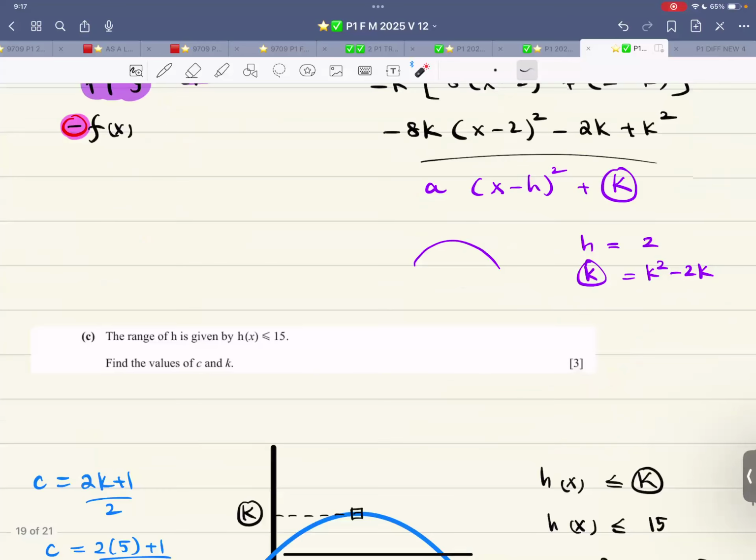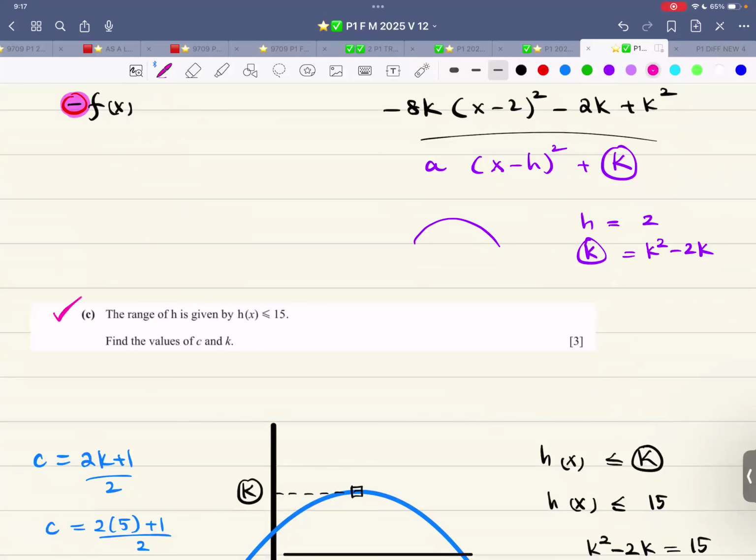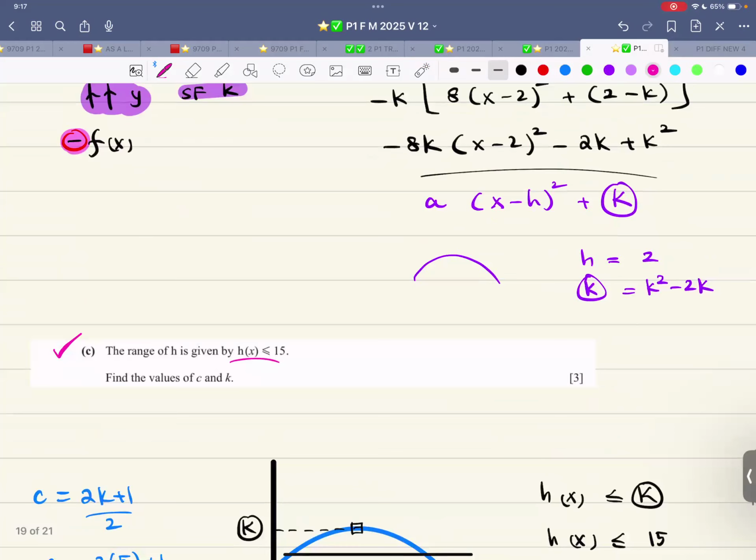Now the last part, that is the classiest of all. That is this thing, the range of h x is given by this, find the value of c and k. Now I'm comparing it with a x minus h whole square plus this capital K. So this constant is that capital K. When we have an equation of this format, so this is h comma k, and if the range is all real values of x, then since it's a maximum curve, f x is less than or equal to k. Got the idea? Now, what is k over here? This k over here is this thing.